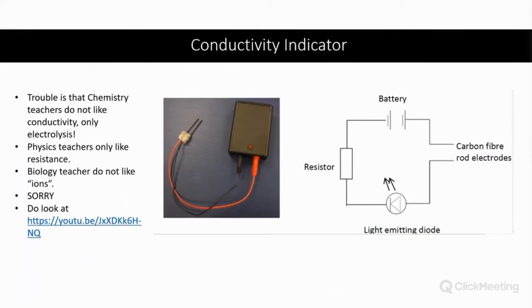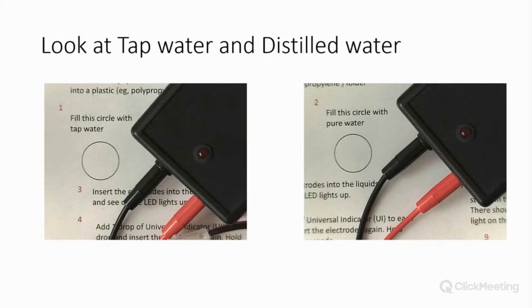Okay, so this is the conductivity indicator, and there is the way it's set up. You have to have a resistor in the circuit to stop the LED from burning out if there's too much current passing through. There's a link here to a YouTube channel which has got some rather nice practicals. And what I want to do is to test this with tap water and distilled water. Now, this is London tap water, which I'm putting into the circle.